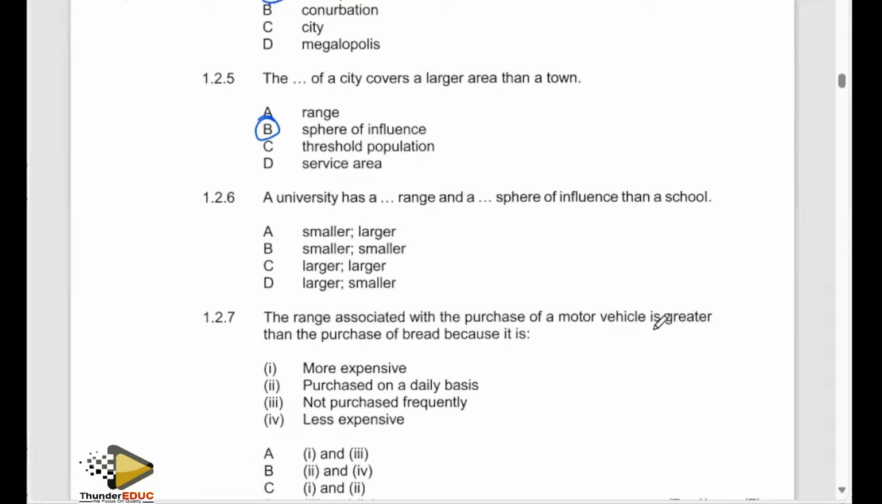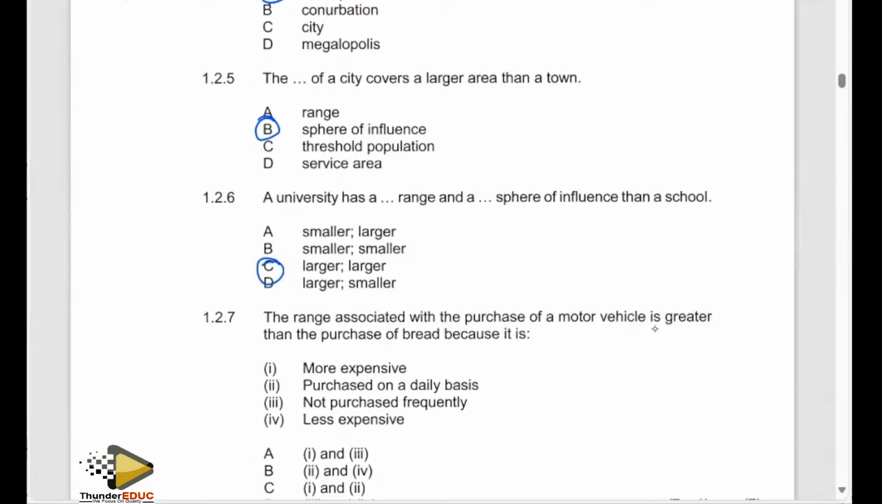And also the sphere of influence, remember, high order services attract people from distances, which means that their sphere of influence is also going to be bigger compared to that of a school. A university versus a school: a university is a high order service, while a school is a lower order service. So it must be a larger range and a larger sphere of influence, which is option C. Move on to the next question.